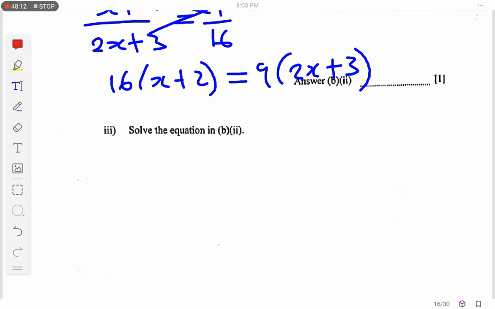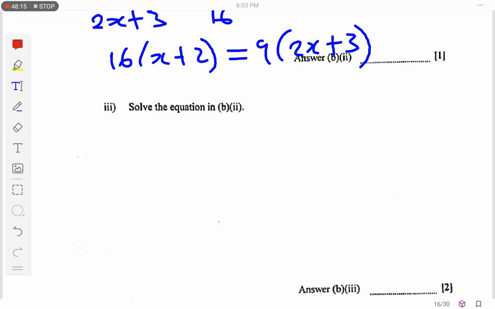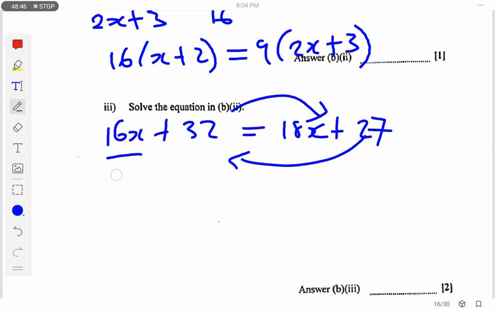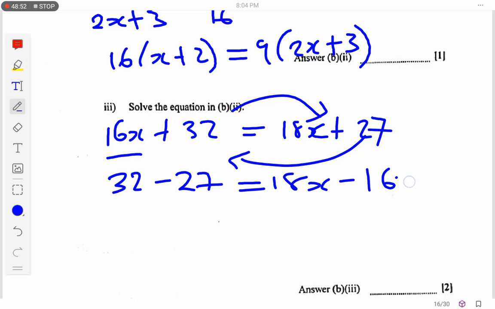Then the last part is to solve the equation now. So for us to solve the equation, we are going to say 16x, I'm just removing the brackets, plus 32 is equal to 18x plus 27 there. Okay, then we can simplify taking the x's together. I can take this x this direction and it becomes minus, this 27 this side, it becomes minus. So I have 32 minus 27 is equal to 18x minus 16x there.